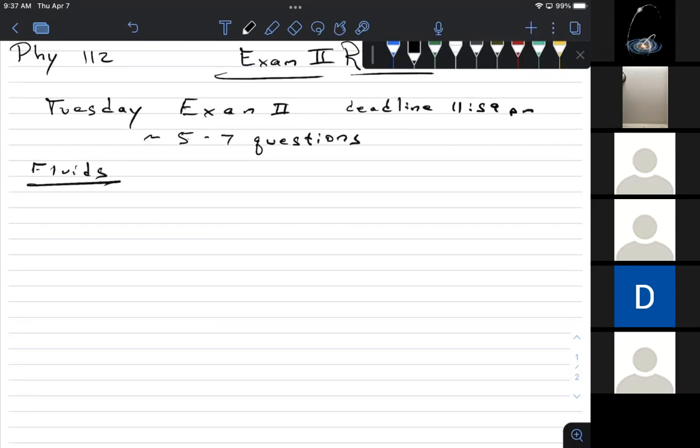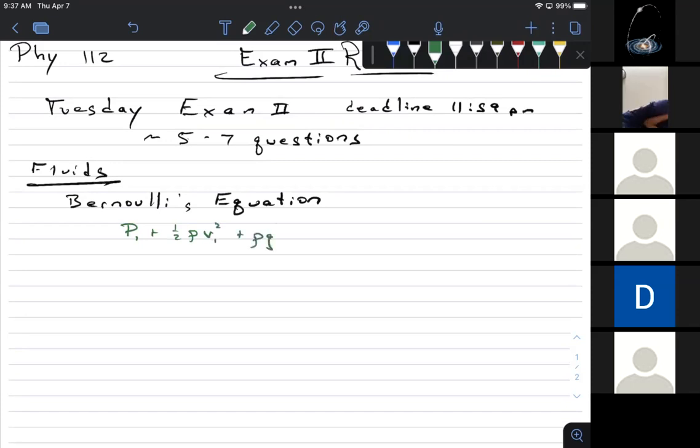And what we did in fluids was first, primarily, the big equation was Bernoulli. Bernoulli's equation. And Bernoulli's equation says P1 plus 1/2 rho V1 squared plus rho g h1 is P2 plus 1/2 rho V2 squared plus rho g h2.